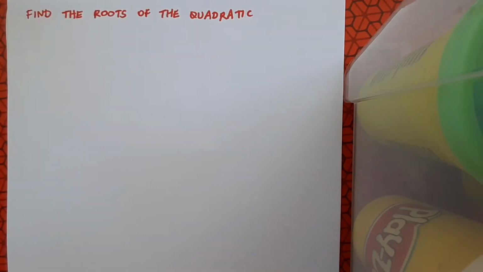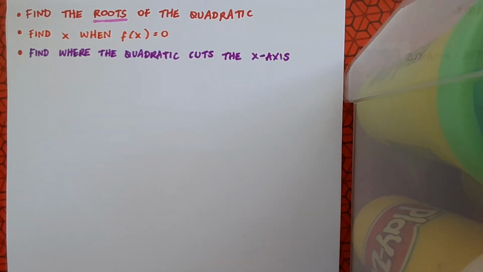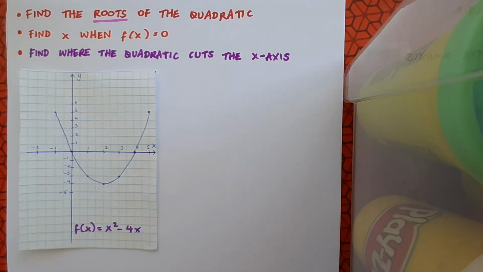So now that we have our graphs, we're going to look at how to find the roots of the quadratics. First, we need to know what we mean when we say find the roots of the quadratic. And this question may be phrased in a variety of ways. We might be asked to find the roots, or we might be asked to find x when f of x equals 0, or we might be asked to find where the quadratic cuts the x-axis or crosses the x-axis. So first of all, let's look at this question for the f of x graph.